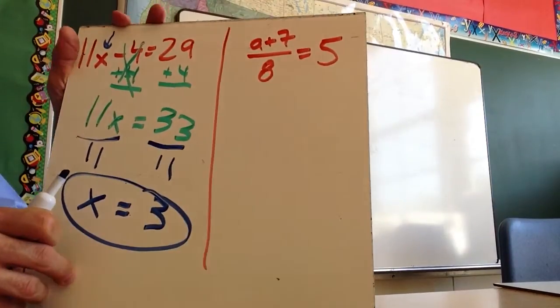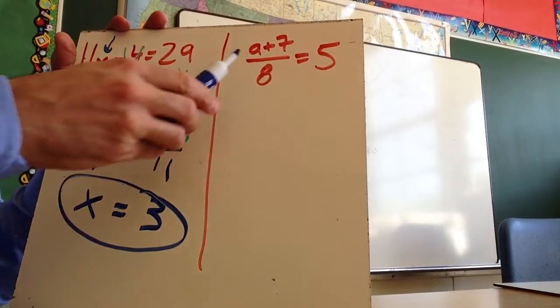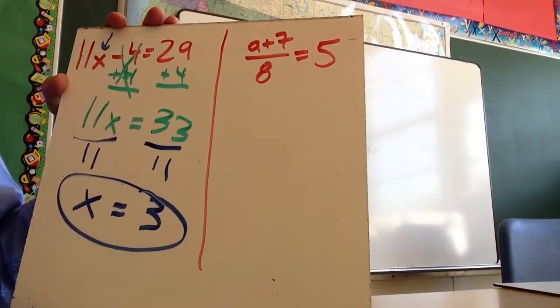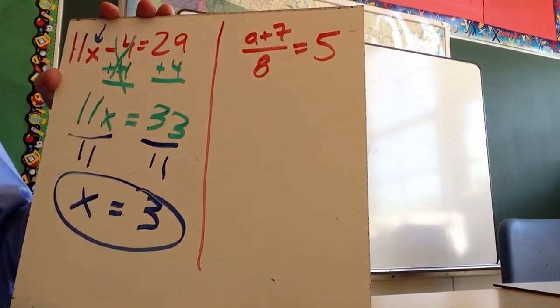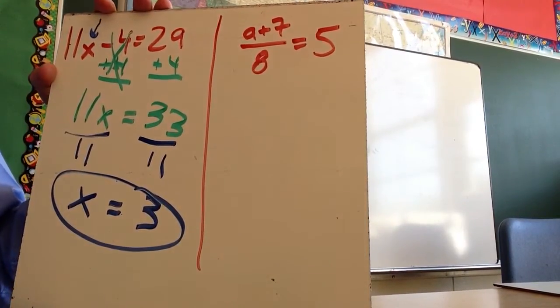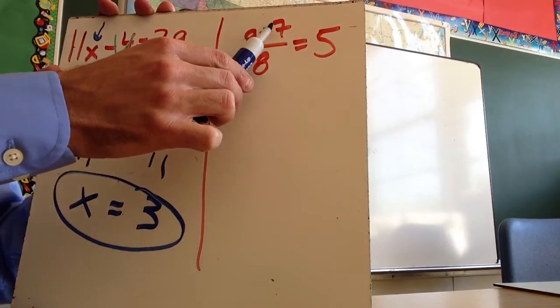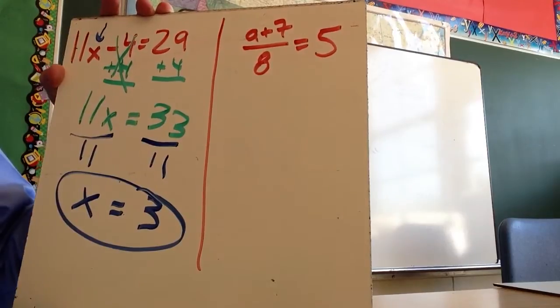Now if I come over to this problem, a plus 7, all of that is over 8 equals 5. Again, my goal is to isolate the variable. I need to get the a by itself. So the first thing I got to do is I got to get rid of this 8. And I'm going to have to deal with the 7. I'm just not going to deal with it now.